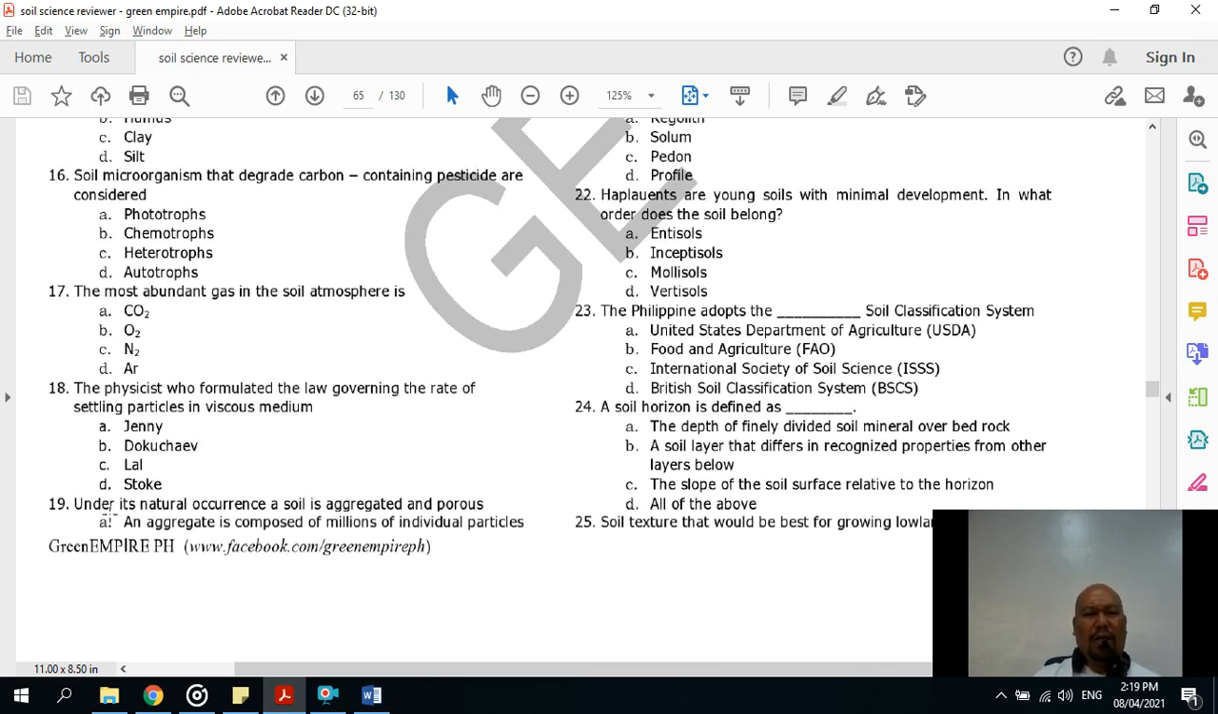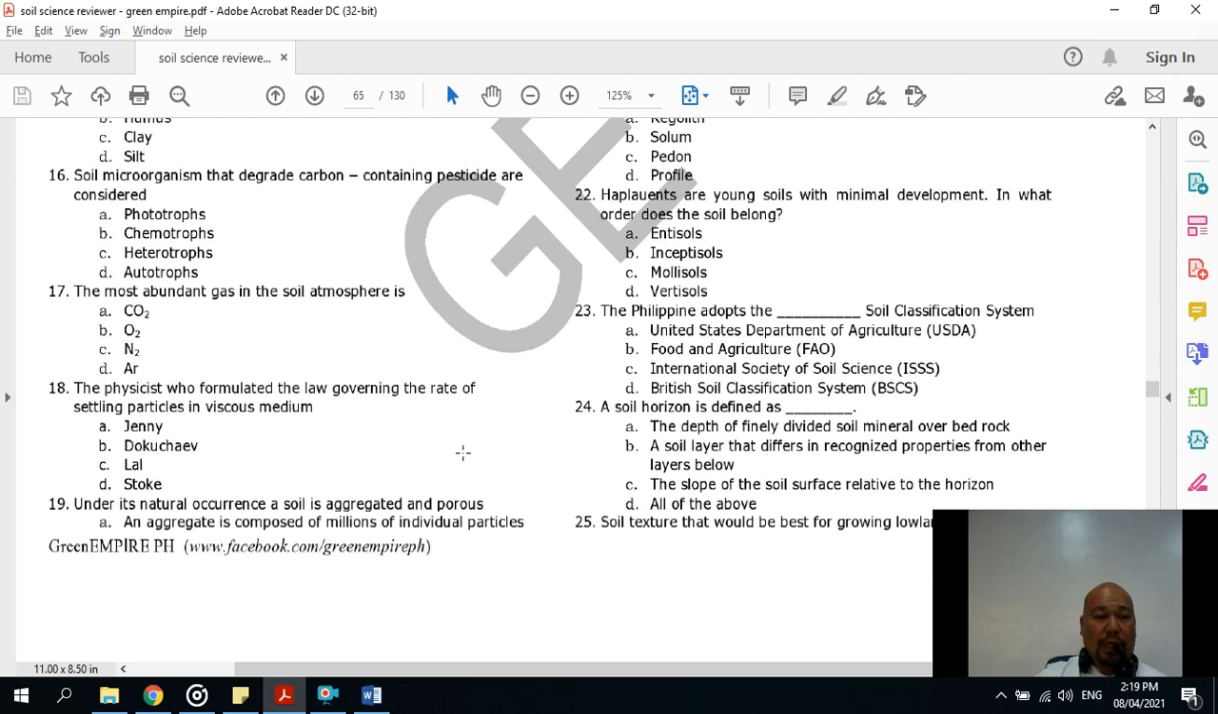For example, number 19, under its natural occurrence, a soil is aggregated and porous. It's not even a question. It's not asking you to choose A, B, C, or D. Pero ayuho ninyo pagsabot ang statement because, like I said, it's not a question, such that you can choose which of those under it is the one that you can consider as the best answer. So sometimes there are cases nga you don't actually see a correct answer. Instead, you would see the best answer among the choices given.